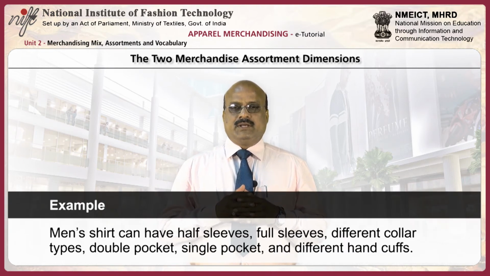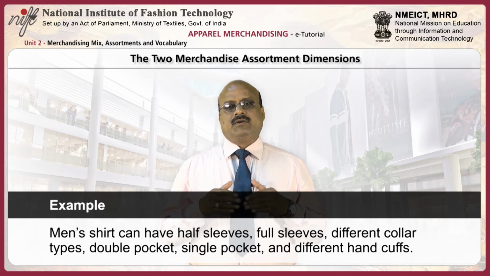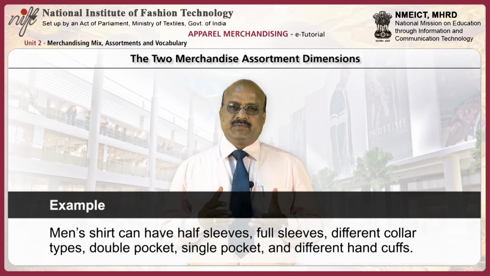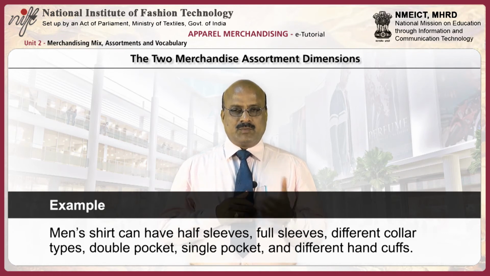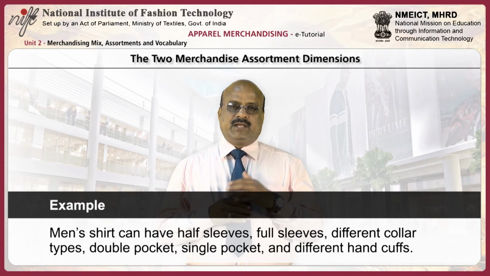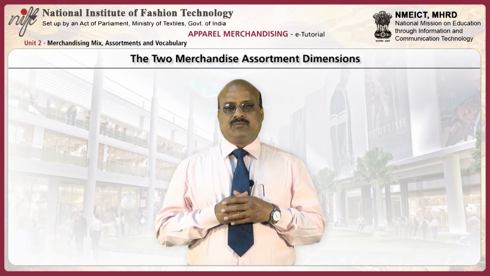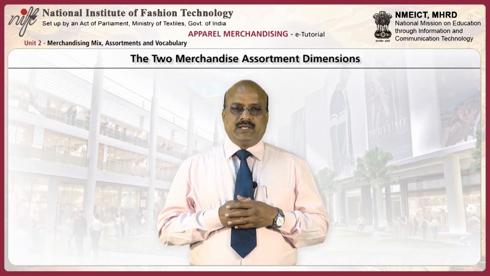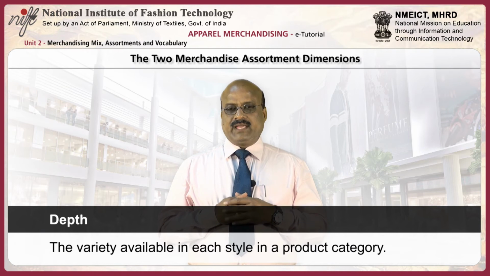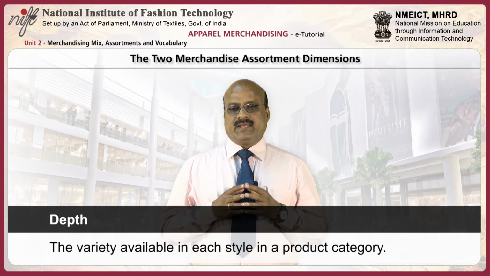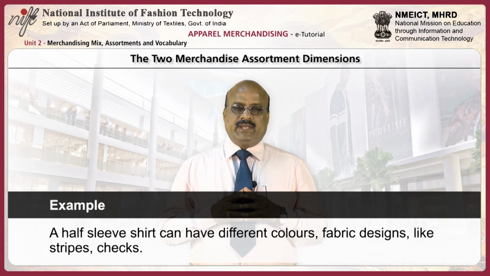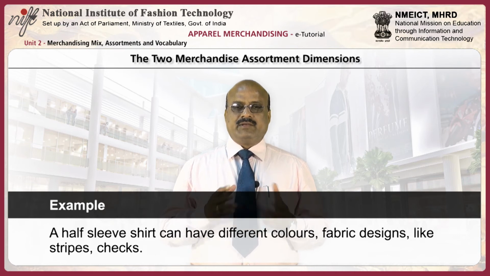For example, in a men's shirt, we can have half sleeves, full sleeve, different collar types, double pocket, single pocket, and different cuffs in full sleeve type. So, these are the different types possible in a men's shirt. Depth is the variety available in each style of the product category. For example, in a half sleeve shirt, how many different colors, fabric designs like stripes, checks, and sizes are available.